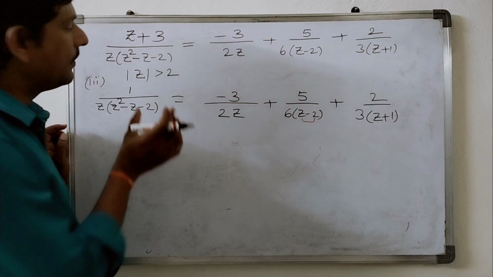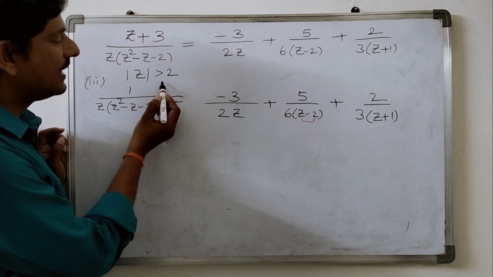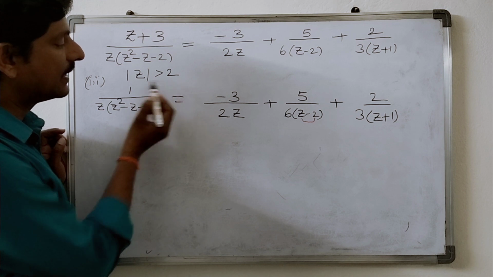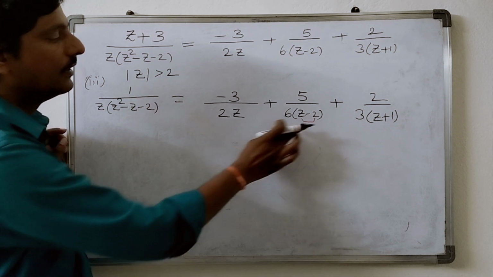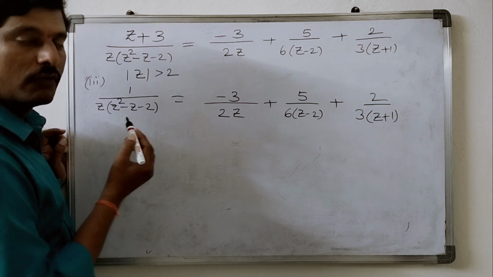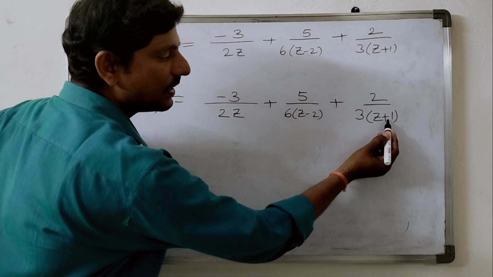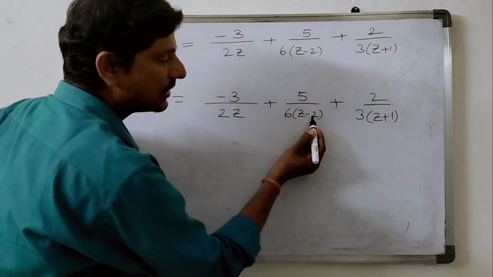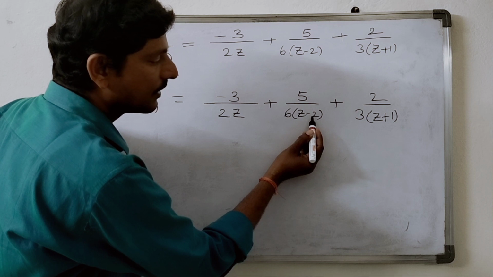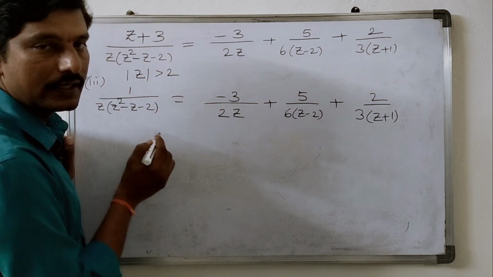Right, students, coming to the third region. What is the third region? Modulus of z greater than 2. So when comparing, modulus of z greater than 2, which one is greater? Z is greater, as well as for z plus 1 as well as for z minus 2. So here z minus 2 is there. Which is greater? Obviously z, because modulus of z is greater than 2.